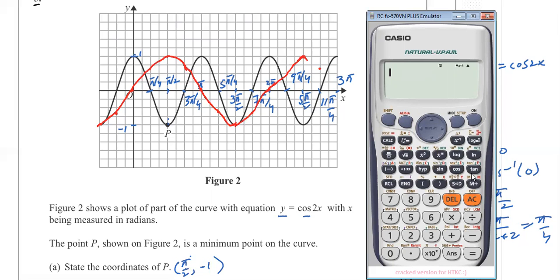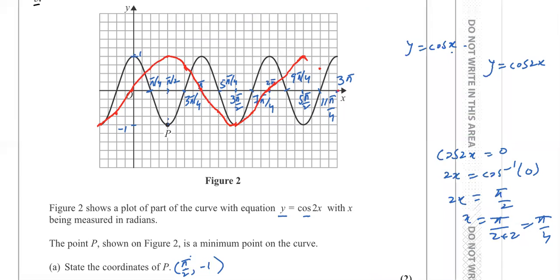If I take sine 3 pi, it will be 0. For 3 pi, it is going to be 0. So we sketch this curve.